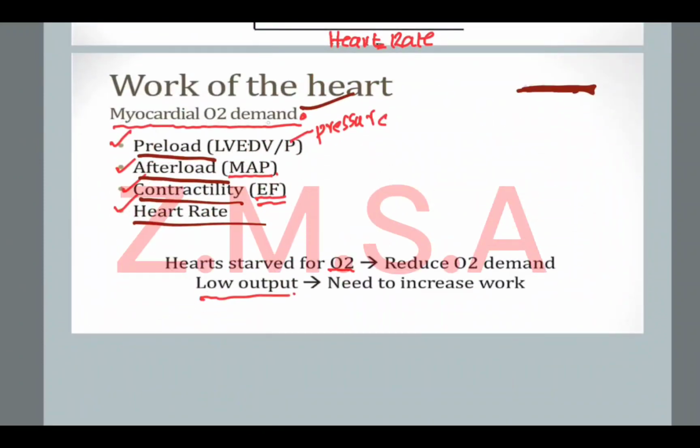Next is the myocardial oxygen demand. Myocardial oxygen demand is increased by preload, afterload, contractility, and heart rate. So this is all about cardiac physiology and important terminologies.